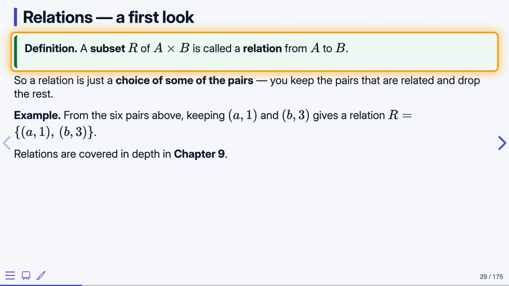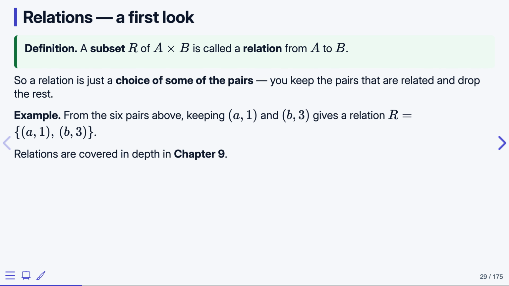One more definition before we move on. A subset R of A cross B is called a relation from A to B. Read that slowly. The Cartesian product holds every possible pair. A relation simply keeps some of those pairs and drops the rest. The pairs you keep are the ones you call related.